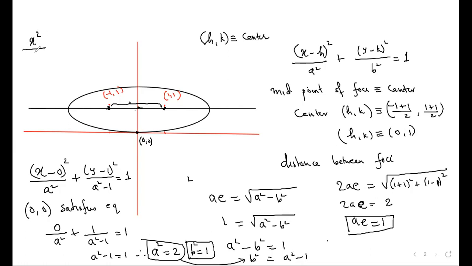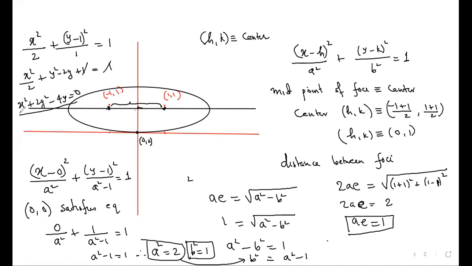So your final answer is x² upon a² plus (y - 1)² upon b² equal to 1. Now if you expand this, you get the answer: x² upon 2 plus y² - 2y + 1 equal to 1. So 1 got cancelled. x² + 2y² - 4y = 0. That was a tricky question. Indirect question.